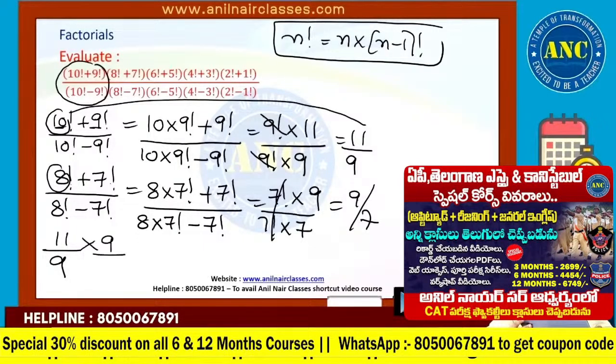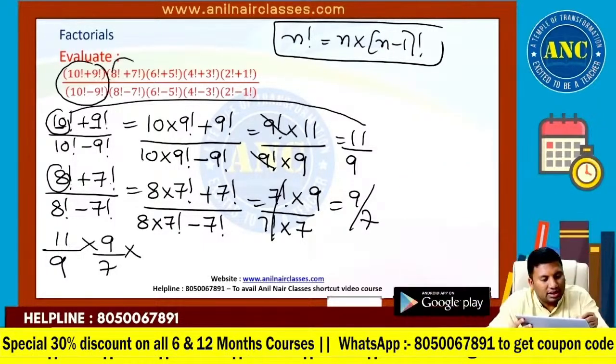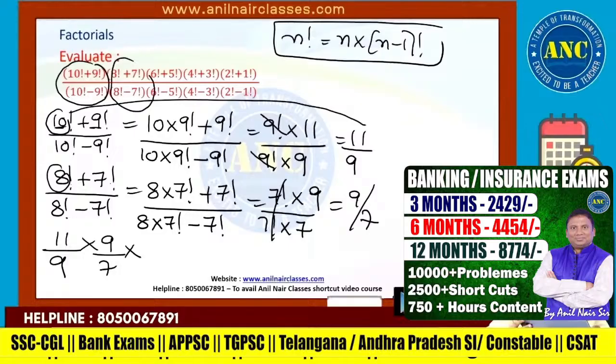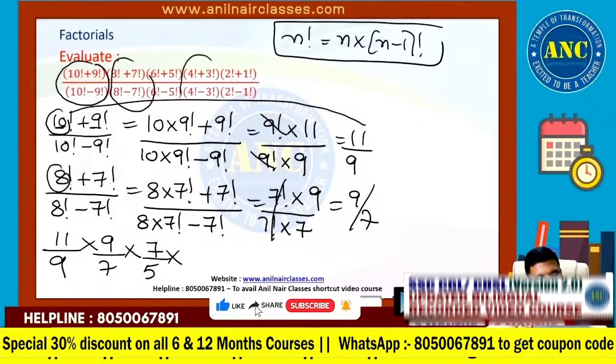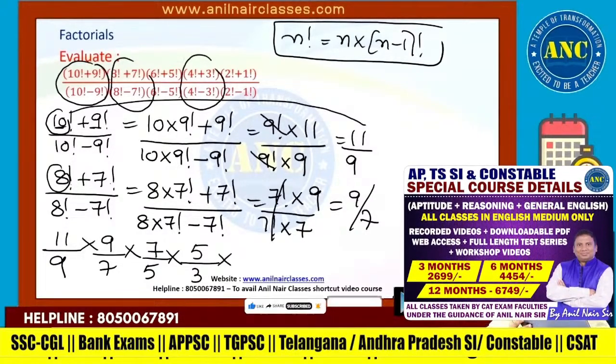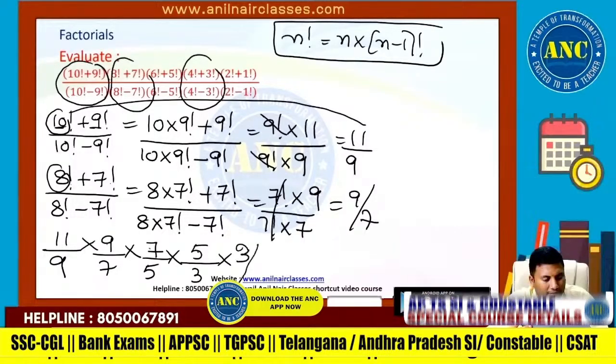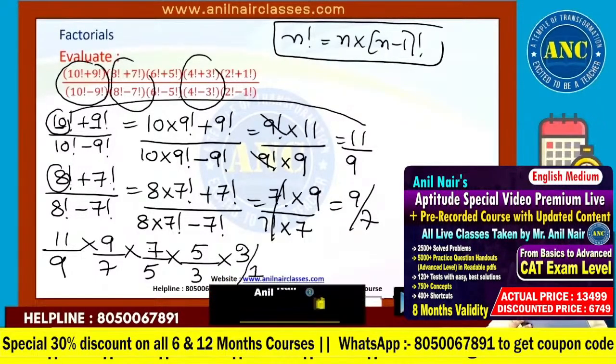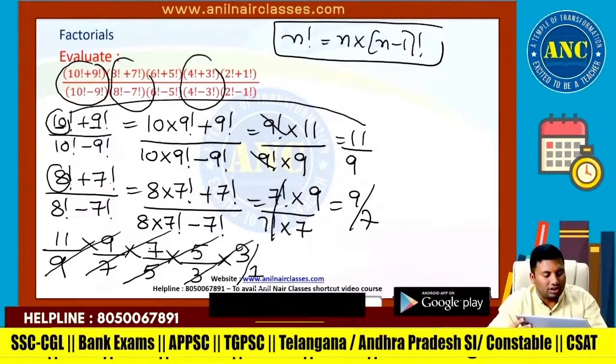Next it is 9 by 7. Next it is 6 factorial, which will become 7 by 5. Next it is 4 factorial, which will become 5 by 3. Next it is decrease 2, decrease 2, decrease 2, decrease 2, 3 by 1. I hope it is clear: 9 out, 7 out, 5 out, 3 out.